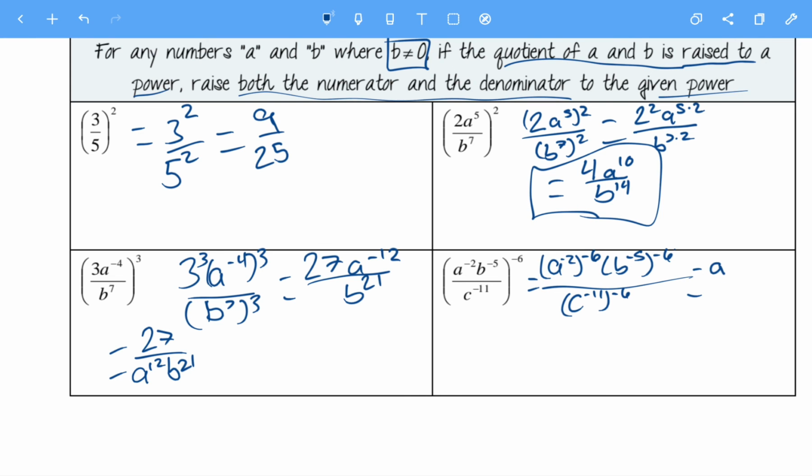So a to the negative 2 raised to the negative 6 becomes a to the 12th. The b term, negative 5 times negative 6, gives us just positive 30. Negative 11 times negative 6 is 66. So we get c to the 66. And that is all we can do. So thank you for bearing with me.